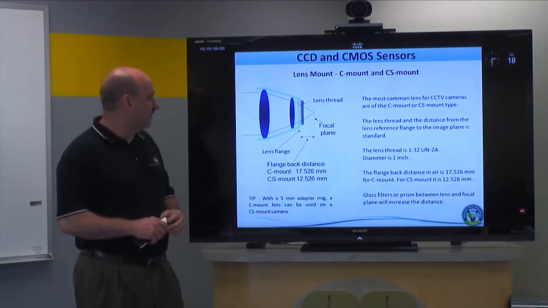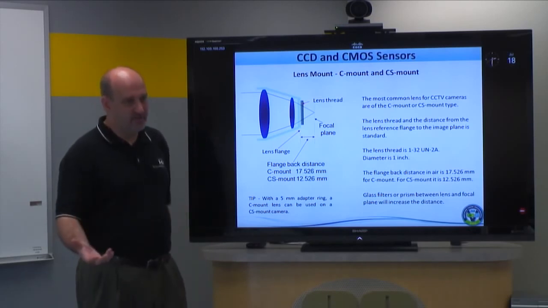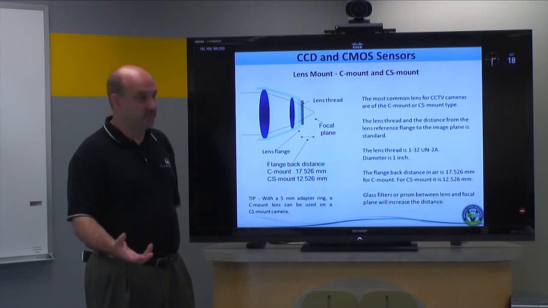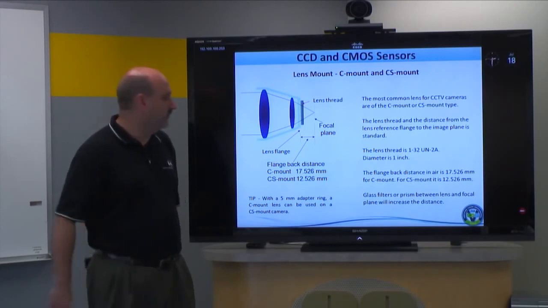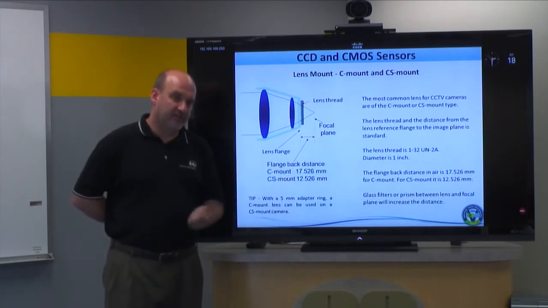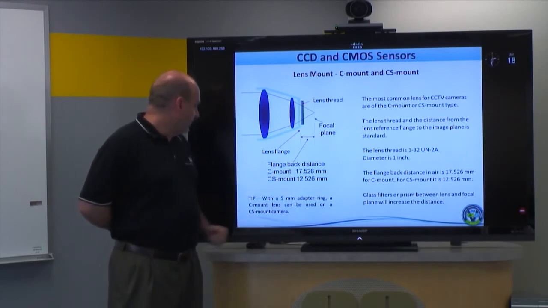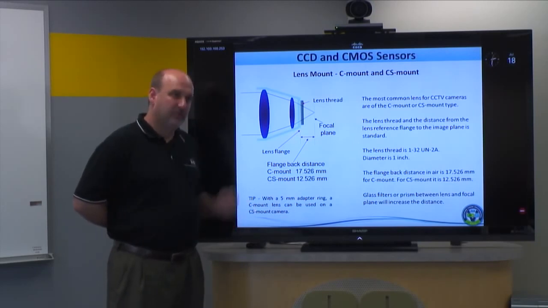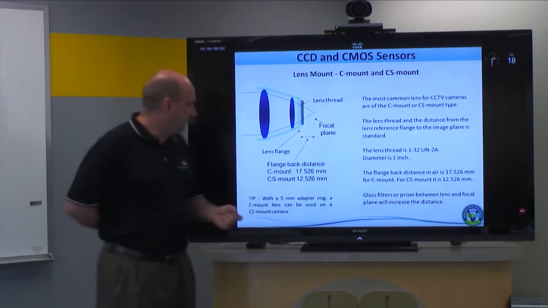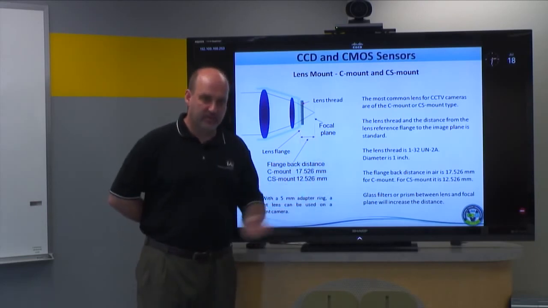But we also find that it causes a lot of confusion for customers, because they'll have a CS mount camera and a C mount lens, or vice versa. They'll have a CS mount lens and a C mount camera, and they're not sure what to do. Since it's only a physical difference of 5 millimeters, you have to think of this only in a physical sense. We can take a 5 millimeter adapter ring and a C mount lens, and we can put it on a CS mount camera. The CS mount camera expected only 12.5 millimeters, too short. The lens was designed for 17, so we can add a ring and get the right distance.